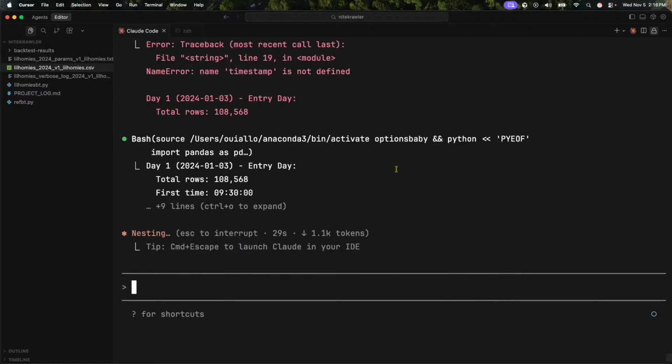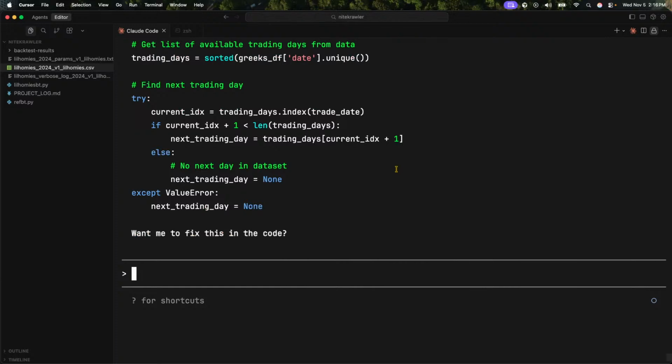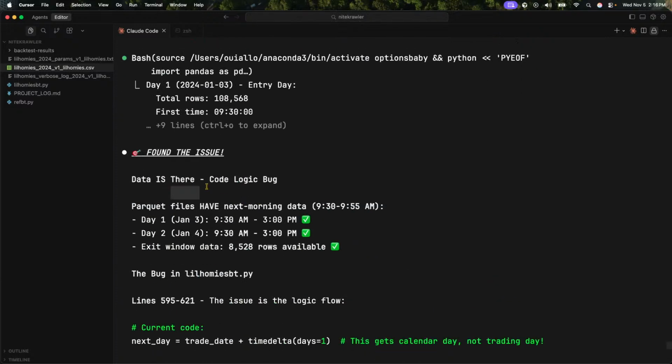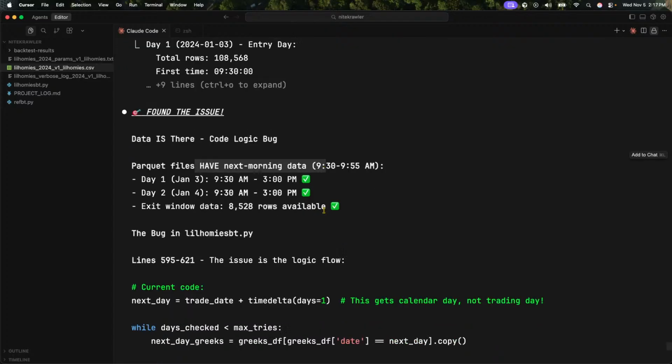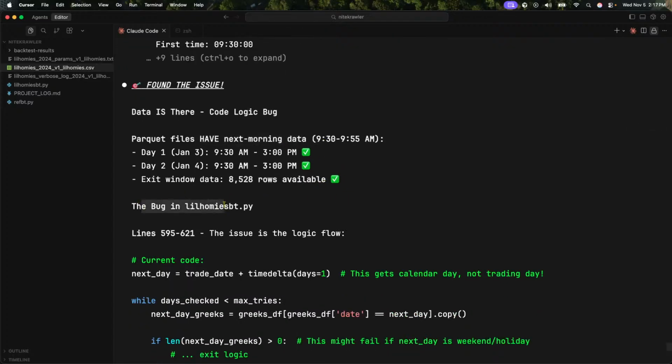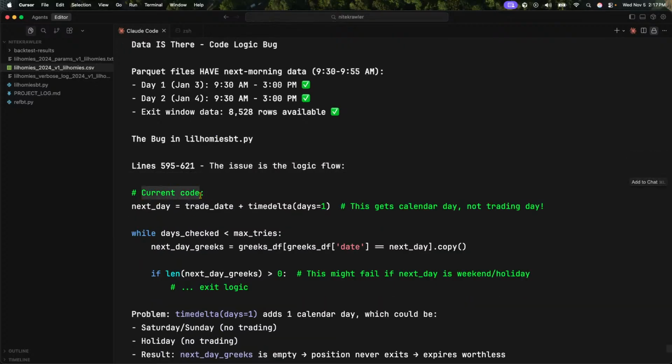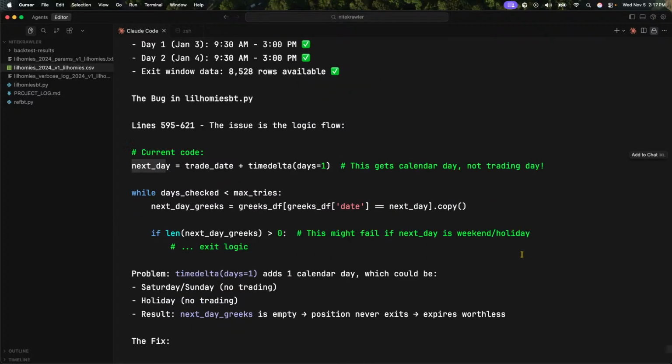Nah, man, watch. Oh, you were right. I was wrong. Should I fix the code? I found the issue. The data is there. The code logic is the problem. The Paraguay files have the next morning data from 9:30 to 9:55, but there's a bug in the backtest file. The current code sets next day equal to the trade day plus a timedelta. This gets the calendar day, not the trading day.